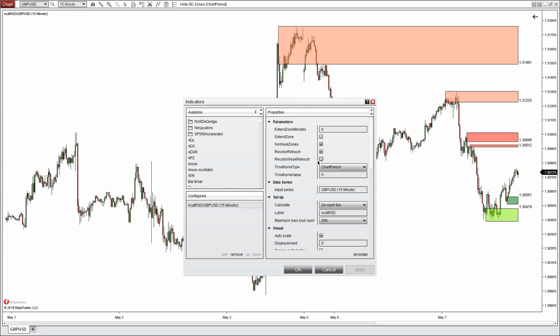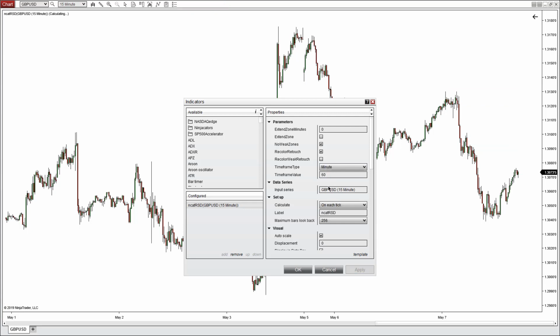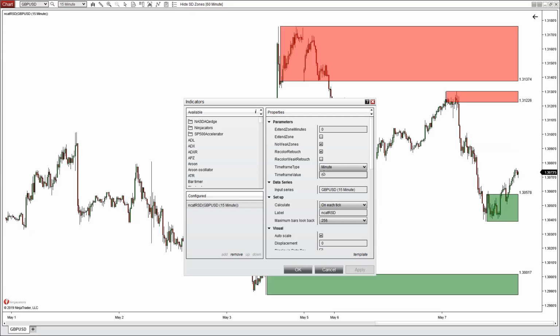Recolor weak retouch, so it means if the weak zones get retouched, it'll go ahead and change to a different color. Time frame type and value. Now this is important. If you go to a 15-minute, you're going to see 15-minute supply and demand zones. If it's 10-minute, you'll see 10-minute supply and demand zones, and so on and so forth. However, if you change this to, let's say, minute, and put 60 on here, what that's going to do is calculate the zones now based on a 60-minute time frame.